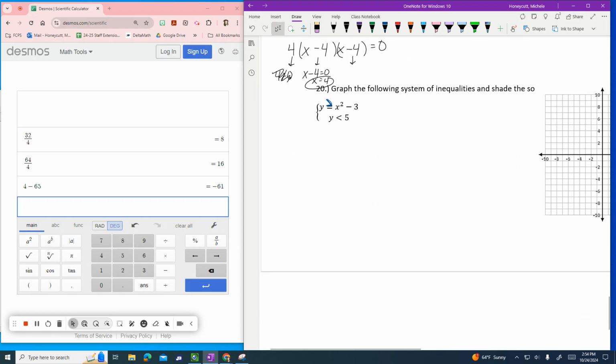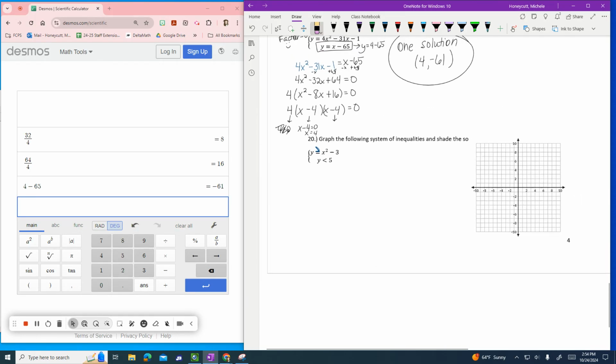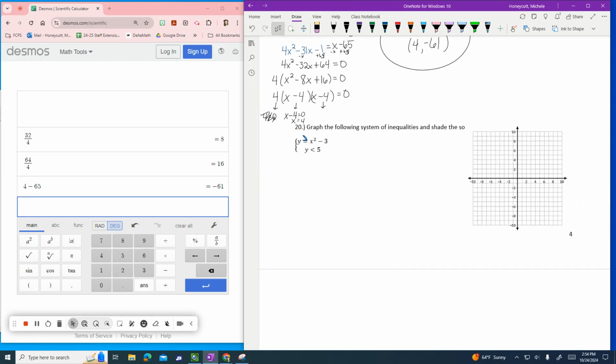The last question, there is a typo on your printed copy, so make sure you make this change. It did say y equals, but change it to y is greater than or equal to. And I need to graph the system and then shade the solution. Now you are going to have to graph this by hand, so be ready.